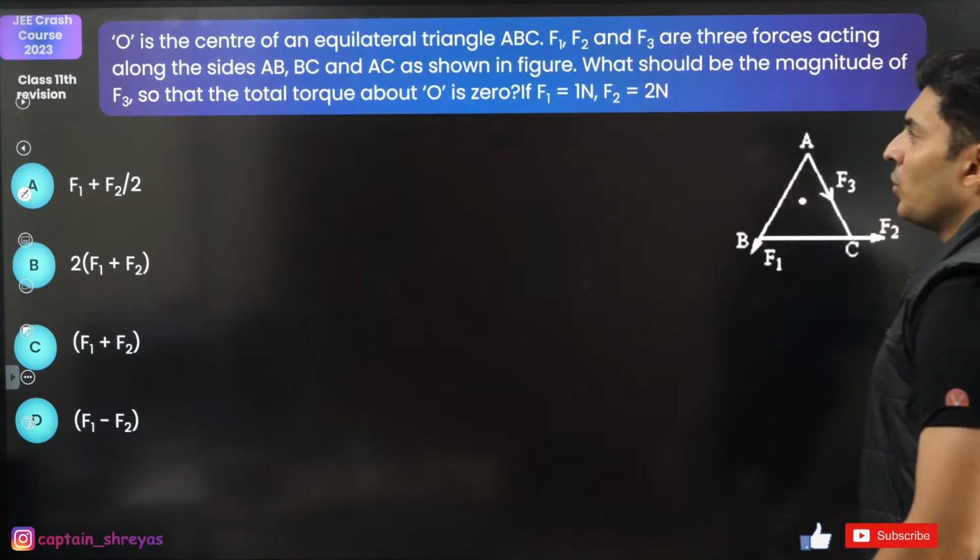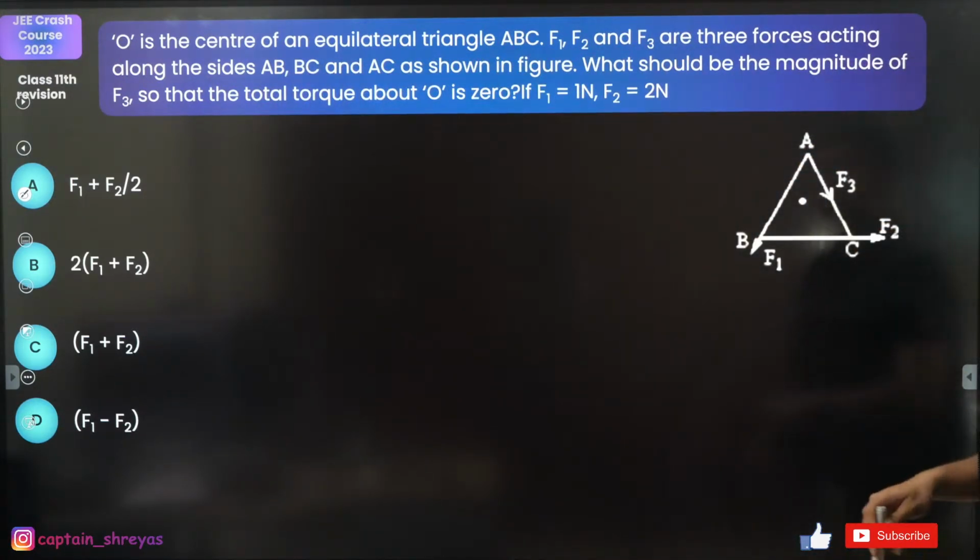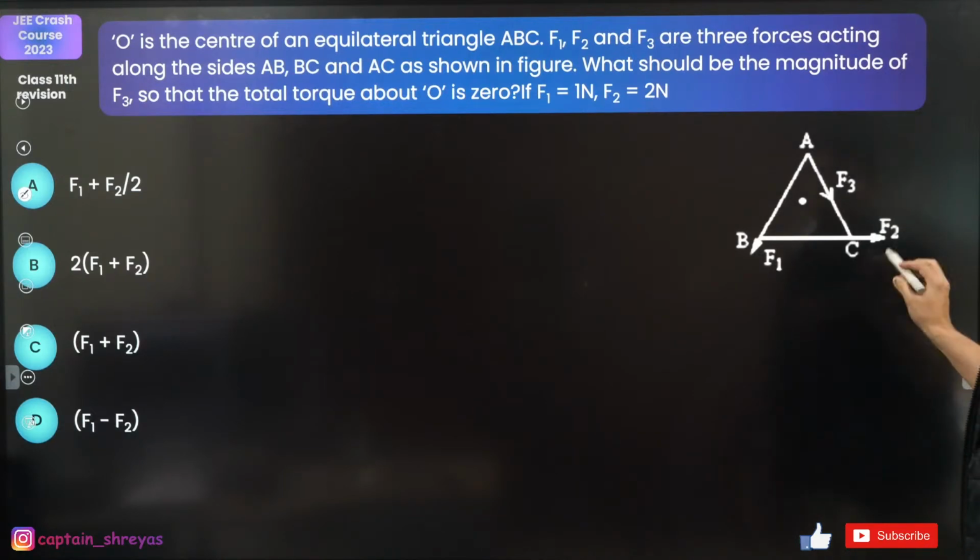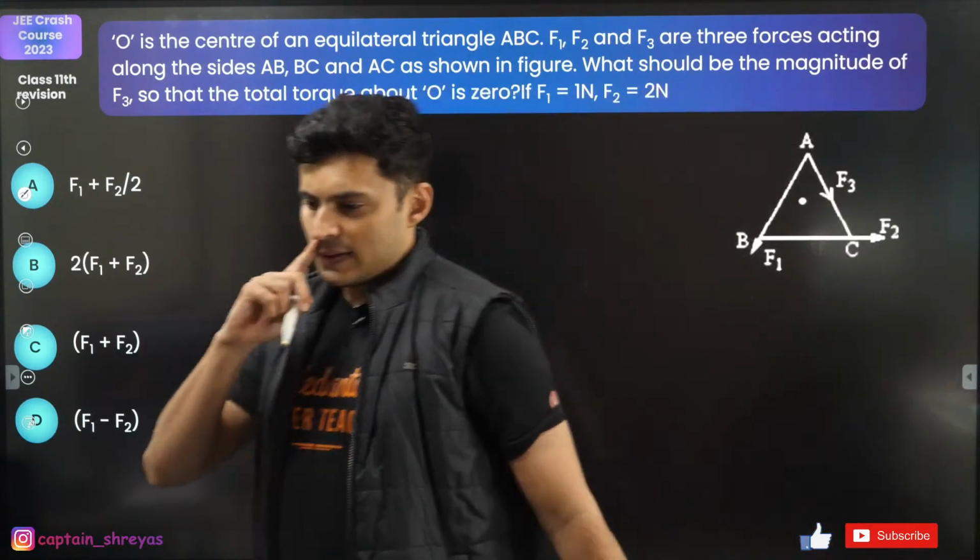Okay, what about this question? O is the center of an equilateral triangle. F1, F2, F3 are the forces. What should be the magnitude of F3 so that the total torque about O is 0? I think this is easy.